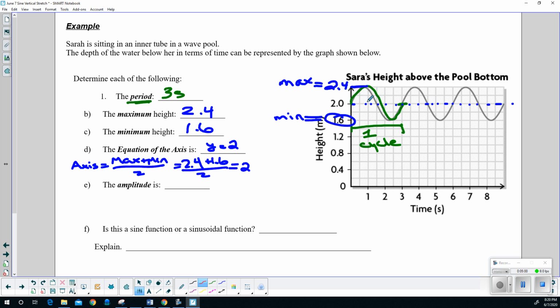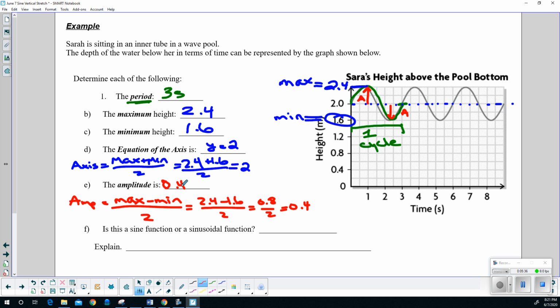Amplitude. So remember, the amplitude is the distance from the axis of symmetry to either the maximum or the minimum. So these guys are our amplitudes right here. The equation: amplitude is max minus min divided by 2. So you get 2.4 minus 1.6, all divided by 2. So that gives you 0.8 over 2, 0.4. And is it 0.4? Oh yeah, totally. 2 minus 1.6, that's 0.4. There's 0.4. Okay, good.